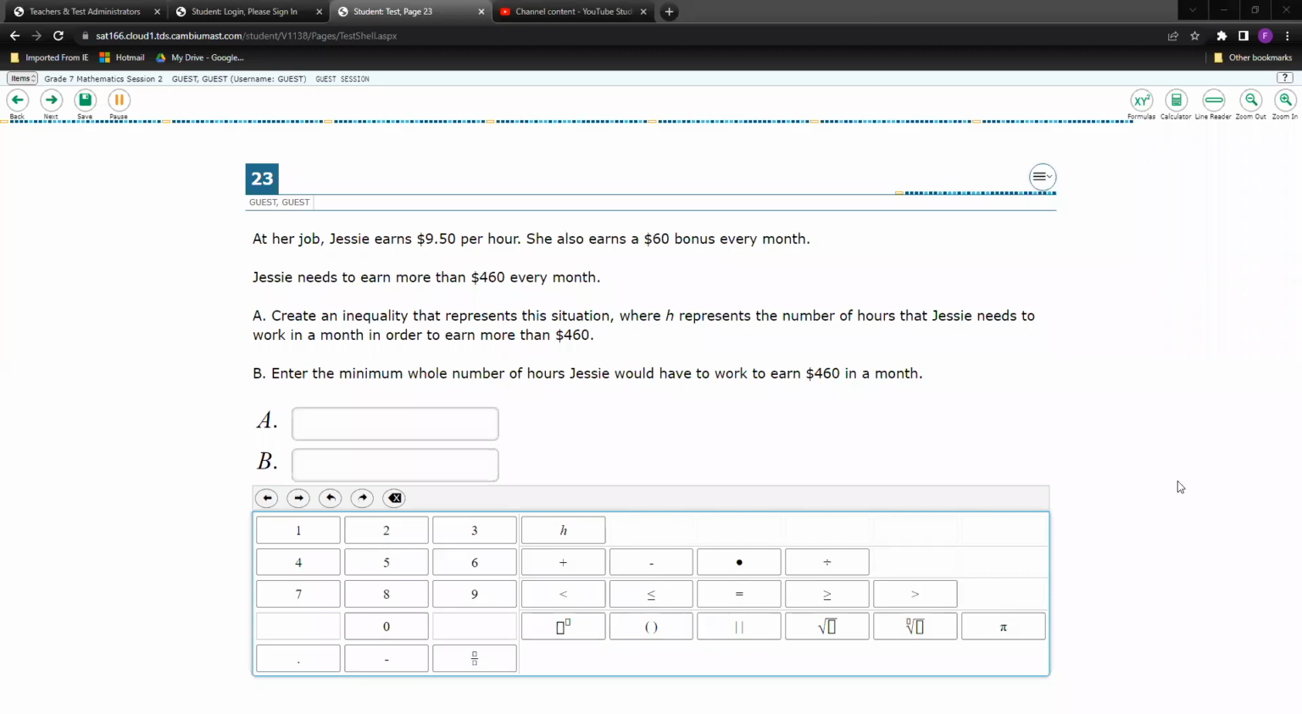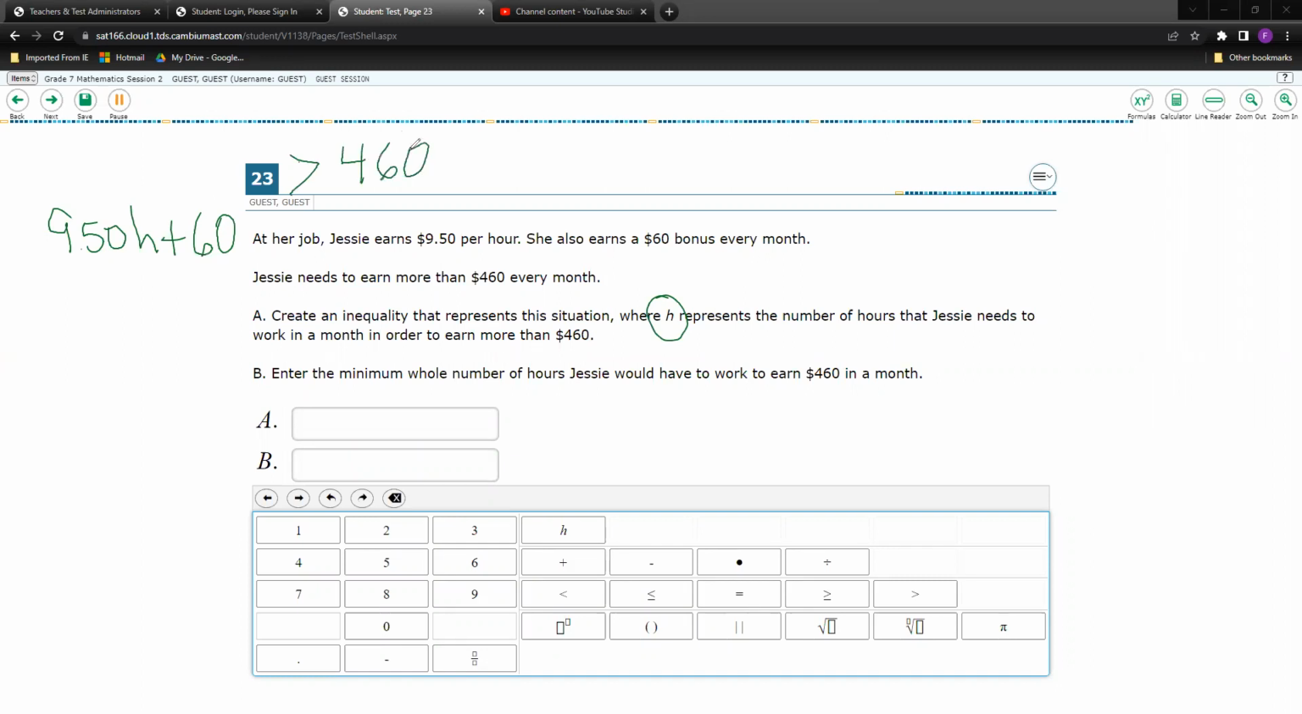So here for question 23, we have Jesse earning 9.50 per hour. So let's write that right away. 9.50. H is the designated letter here. So she also earns a one-time bonus every month. So plus 60, because that's more money, so we add. Okay. And she needs to earn more than 460. So greater than, it's almost given to us in words, greater than 460.